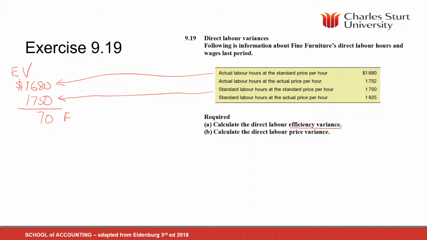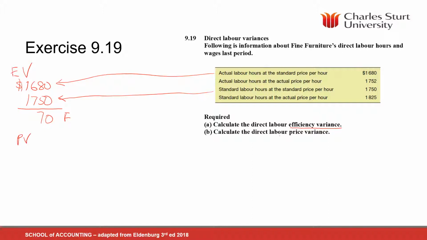Now, what you've got to be concerned about if your labour is more efficient is that they're working too quickly and not producing a quality product. But this is a very minor difference here. It probably wouldn't even be investigated. Now let's look at the price variance.